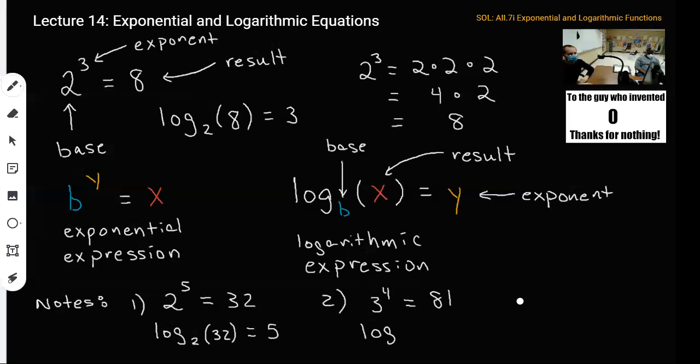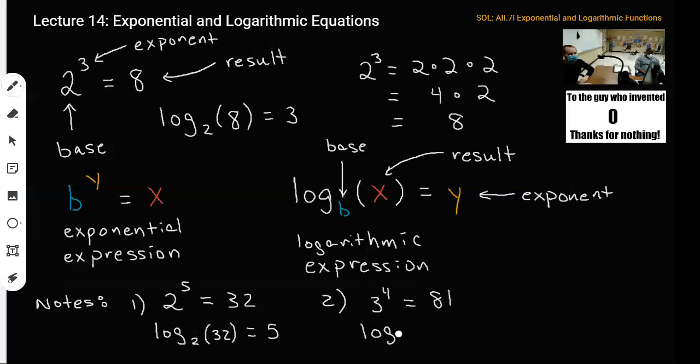Okay. Now go ahead and try number 2. See if you can write this one as a logarithmic expression. The first thing you're going to do is you're going to start off with the base. Then you're going to throw the exponent to the other side, right? The other side of the equal sign. And then inside the parentheses, you're going to have that result that you want.